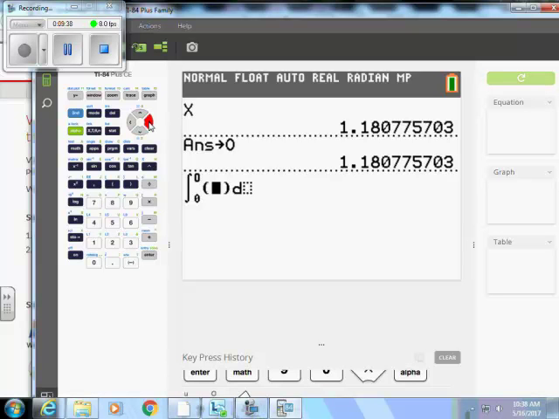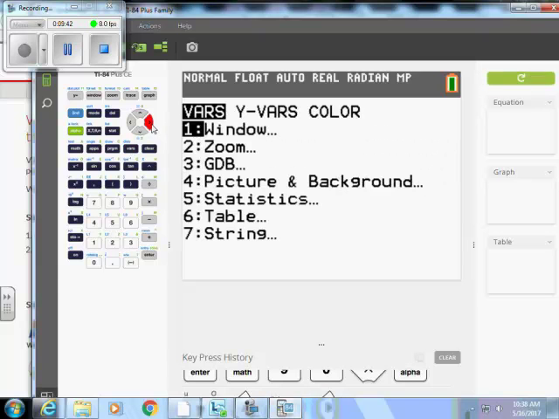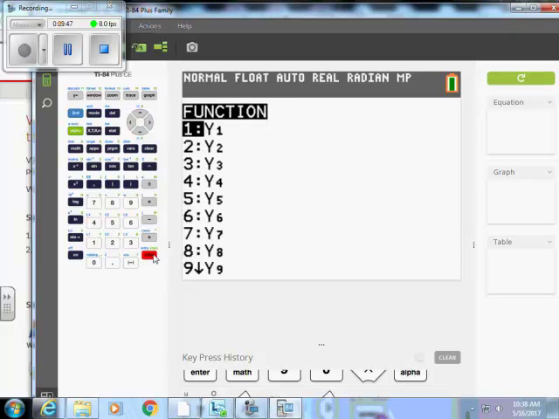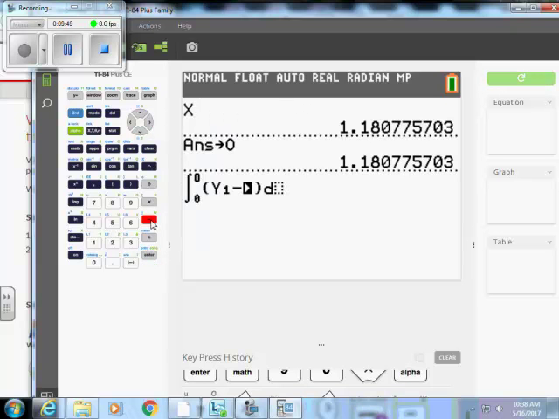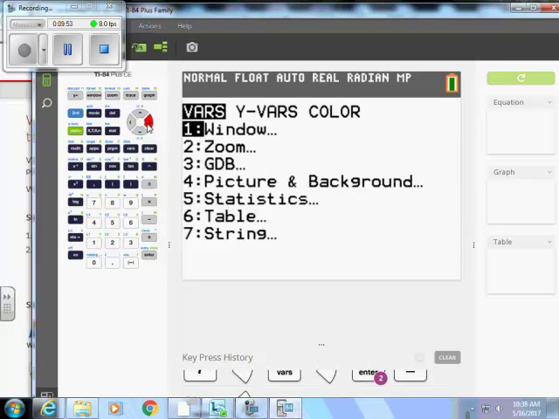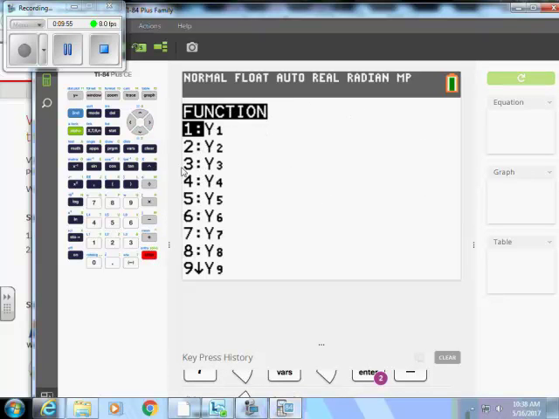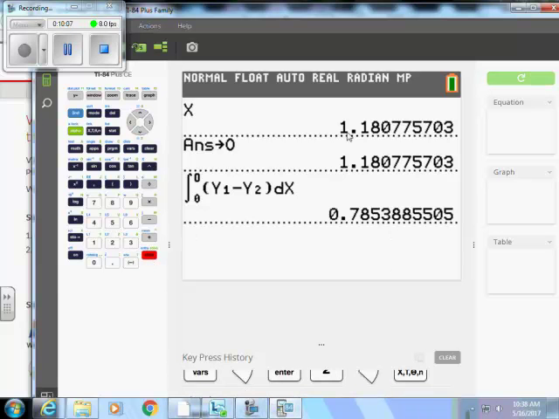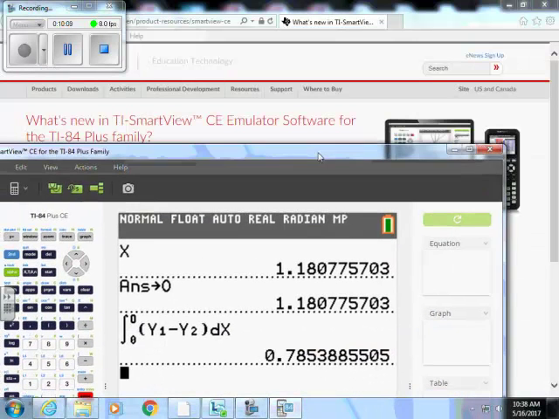And I want my first function, y sub 1. So to find that, I hit vars, scroll to y vars, click enter for function, and the first choice is y sub 1. And from there, I want to subtract my second function: vars, y vars, function, but now I want choice 2. And I'm integrating this with respect to x, so I have to tell it x. I'm going to hit enter. And there's my answer.